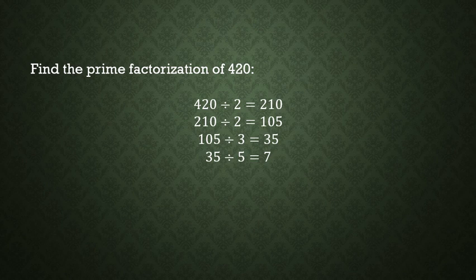I can divide 105 by 3. That gets me 35. If I try to divide by 3 again, I don't get a natural number, so I now have to move up one more prime, and I have to divide by 5. And if I do 35 divided by 5, I do get 7. And from our list of primes, 7 is a prime number, which means this is where I am going to stop. And I can now write my number in its prime factorization. 420 equals 2 times 2 times 3 times 5 times 7.